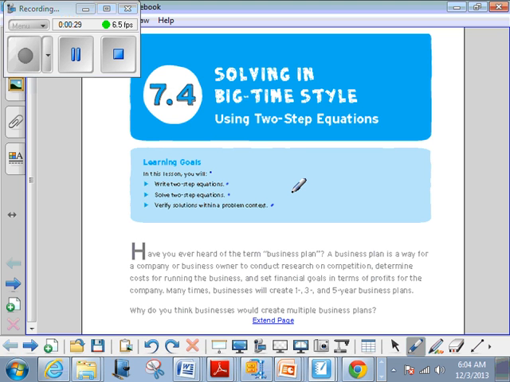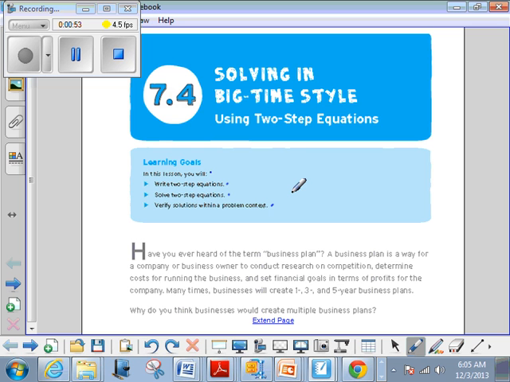So let's look at the problem that they give us in the beginning, our little hook. Have you ever heard of the term business plan? A business plan is a way for a company or business owner to conduct research on competition, determine costs for running the business, and set financial goals in terms of profits for the company. Many times, businesses will create 1, 3, or 5-year business plans.